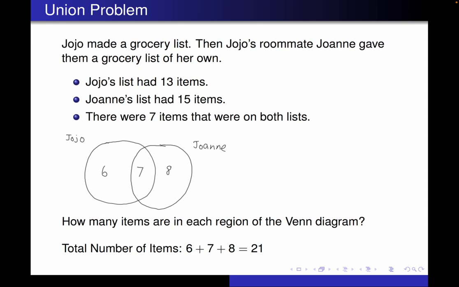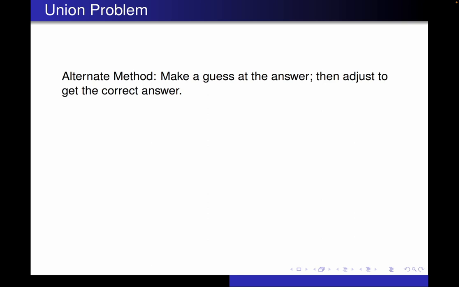Completely reasonable way of doing it, but there's another way as well. Here's our alternate method, and what we're going to do is a very general technique that we're going to see repeated in different counting methods that we use throughout this chapter. We're first going to make a guess at what the answer is, a reasonable guess, not completely out there. And then we're going to make some adjustments so we can get the exact answer.